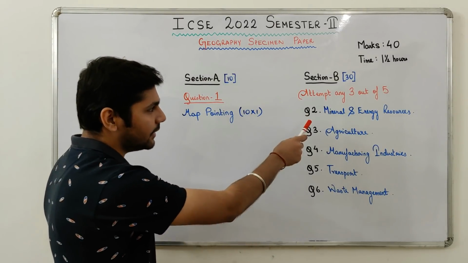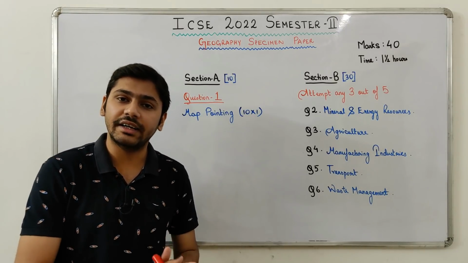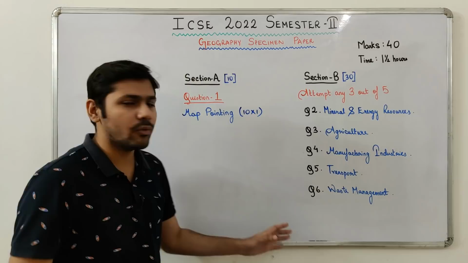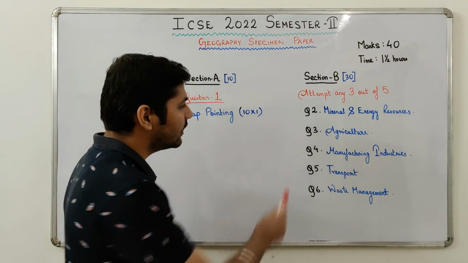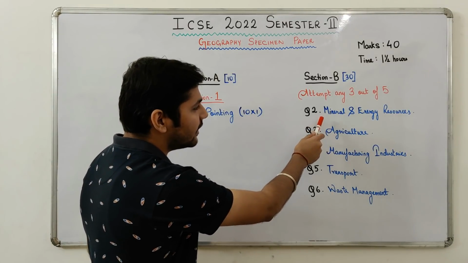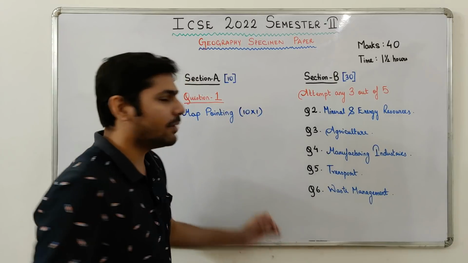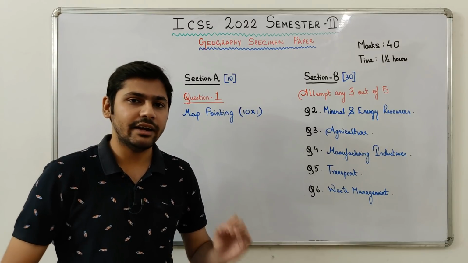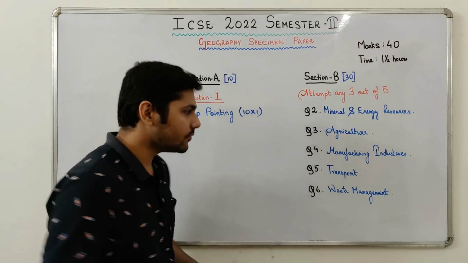Moving on to Section B. Section B is the theoretical section and it is of 30 marks. In Section B, you will have to attempt any 3 questions out of the 5 questions that you get. So you will have question 2 from mineral and energy resources, question 3 from agriculture, and by agriculture I mean all the 3 parts of agriculture, which are introduction to agriculture, food crops and cash crops.